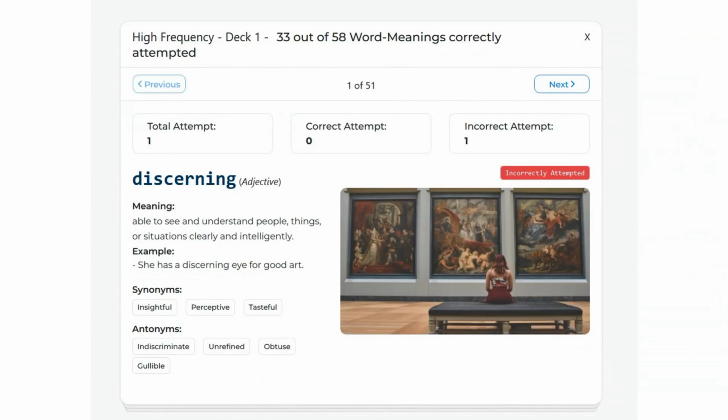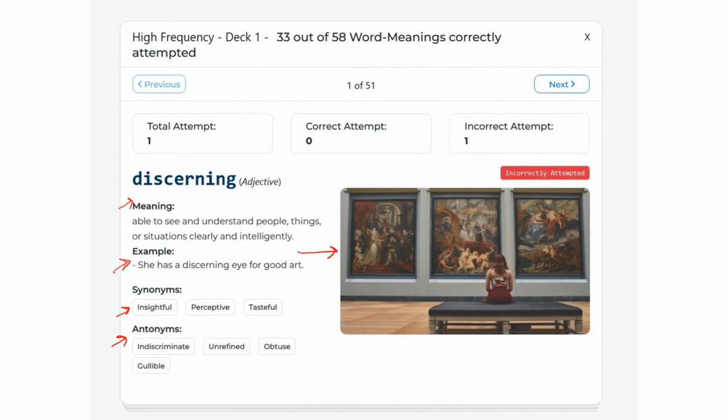So let's say for example, discerning here is an adjective, and the meaning is given to you here. And then there's a sentence example which is given to you, which kind of corroborates with the picture here. So you're able to remember that discerning means having good taste for art. You can remember the picture of the girl sitting in front of those different art pieces and looking at them and probably evaluating them or thinking about them or trying to understand which art is good or bad. All right, and synonyms are given along the line here as well as the antonyms.